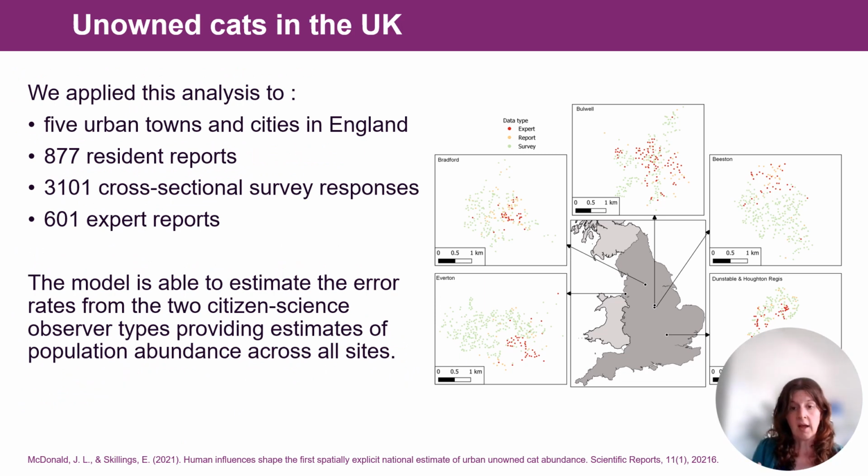So I applied this new model across 5 urban areas where the teams had been working. We had around 900 resident reports, over 3,000 survey responses, and then expert data from the community teams from some of those areas. The model is then able to estimate across all these sites the cat numbers, accounting for the likelihood of misidentification or indeed of not identifying a cat when it was unowned. Within the model, we can explore potential relationships between unowned cats and other factors also, so we can start to think about predictors in the environment.